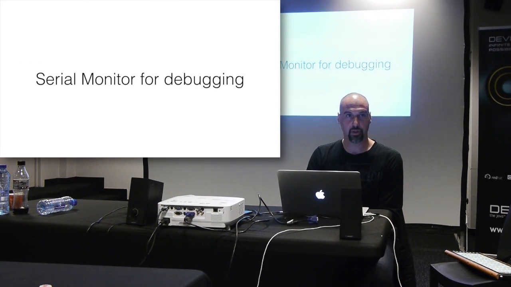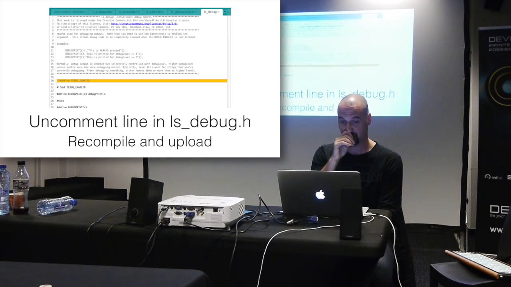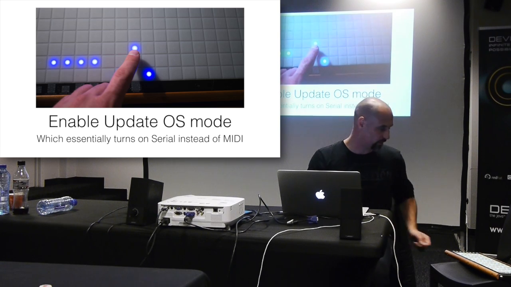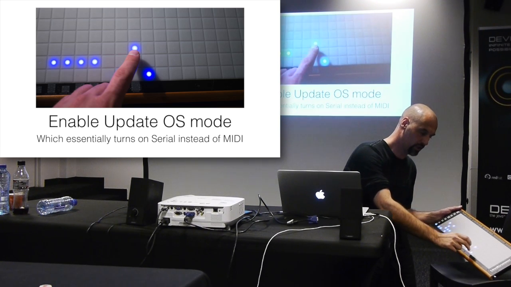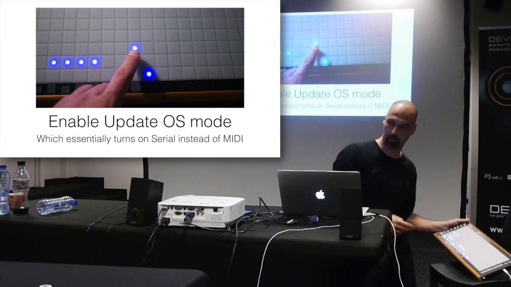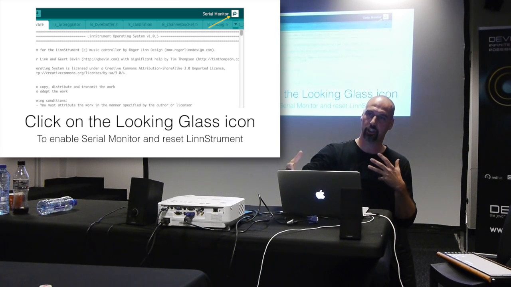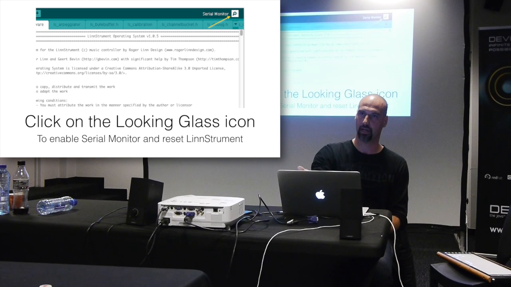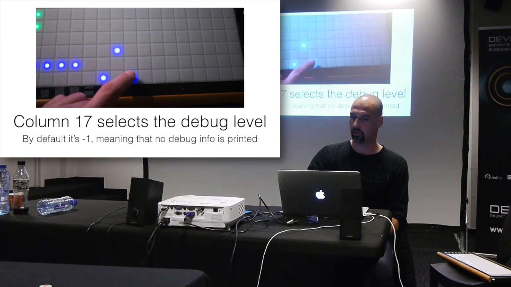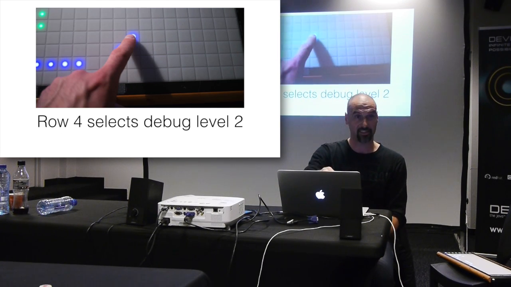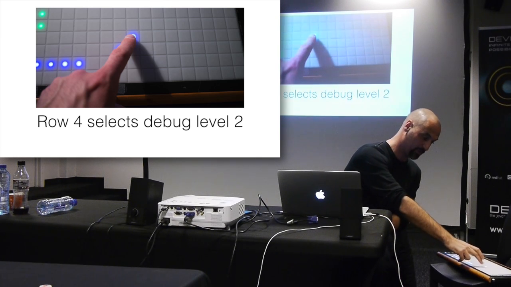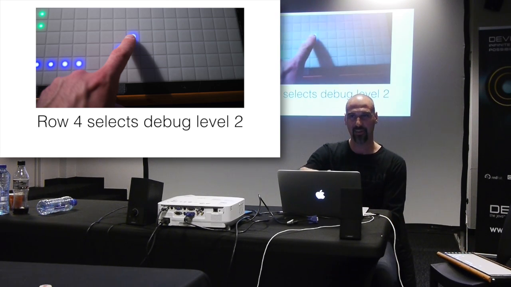So for debugging, we've got the serial monitor. If you want to use it with a LinnStrument, you've got this one file, you just uncomment this line to say that you want all the debug definitions to be enabled, and then you put it in OS update mode, which basically switches this to serial instead of MIDI. Then you click on serial monitor, which initiates a serial connection to the device from the actual IDE, so that it starts displaying the serial information that is coming in. And then it's up to you to select which debug level you want. This is actually a quite sophisticated interface because you can switch through debug levels without having to recompile. That's the way we figured out how to do this.